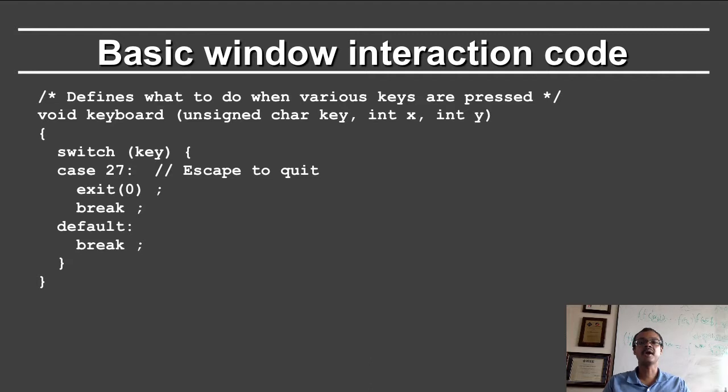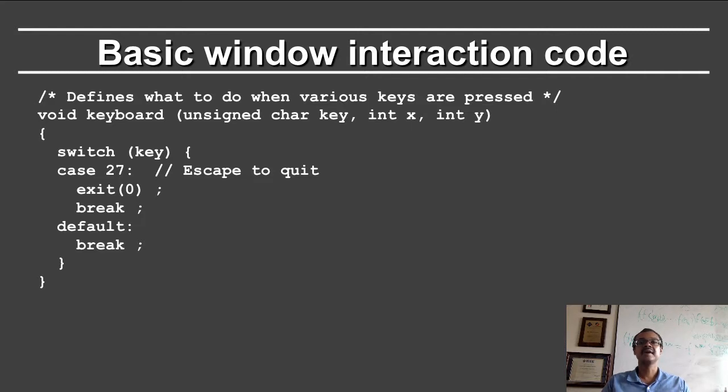Let's first talk about the keyboard function. As you can see, it takes in inputs of the key pressed, which is an unsigned char, essentially the ASCII code of the key, as well as the location on the screen when the key is pressed, X and Y, which we do not need to use here.